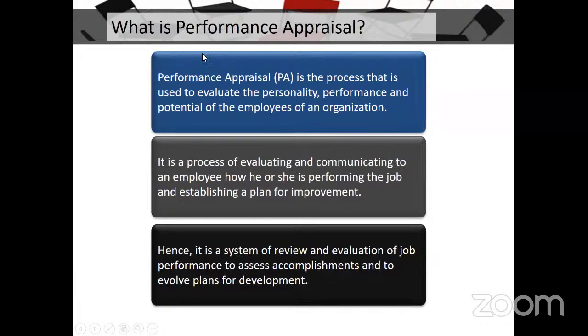Like I asked earlier, and I think this is all that we said, it's a process that evaluates the personality, performance, and potential of the employees. And like one of us said, you assess the challenges that we have, because somebody may have a challenge that is actually preventing them from achieving their potential. It's also a process of evaluating and communicating to an employee on how they're performing on their job. So it is a process of communicating.